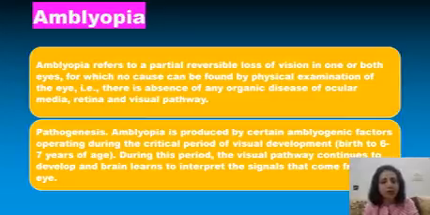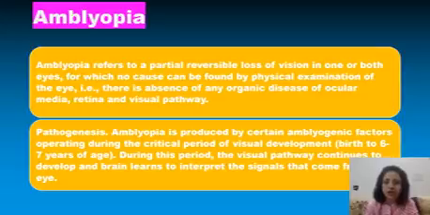Amblyopia. Amblyopia is very important because in your OPDs you may see many small, young children coming with good vision in one eye and vision not improving at all in the other eye. Patients having amblyopia is a very frequent finding. Amblyopia refers to a partial reversible loss of vision in one or both eyes for which no cause can be found by physical examination of the eye. There is no organic disease, but when you test the eye, vision of usually one of the eyes is very less, about 6/60 or 6/36 only.